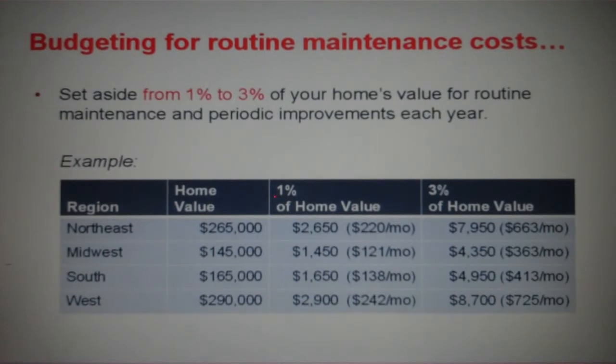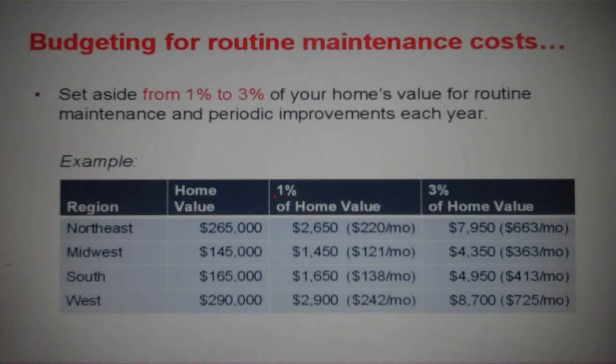Experts suggest setting aside 1 to 3% of your home's value for routine maintenance and periodic improvements each year. Now please note, this money is not included in your emergency fund. Generally speaking, an emergency fund should cover at least 3 to 6 months worth of living expenses, including the mortgage payments. But here we're just simply talking about budgeting for routine maintenance.